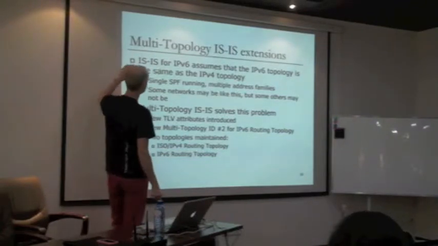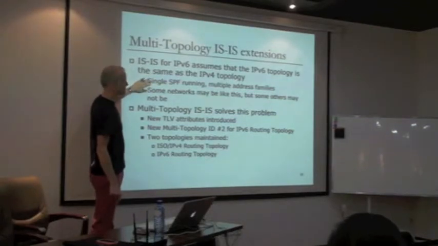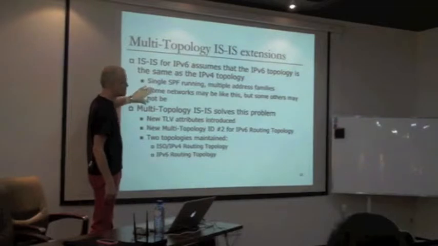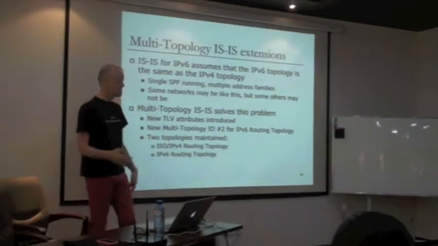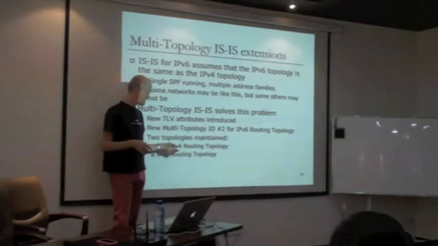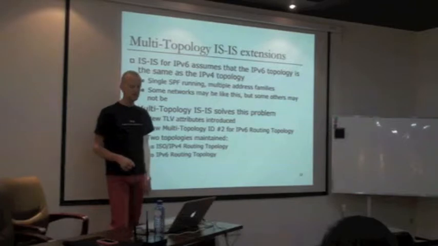IS-IS for v6 assumes the v6 topology is the same as for v4: single SPF, single shortest path first, multiple address families. Most networks are like this, but some aren't. So multi-topology solves the problem. We now have two topologies: the ISO v4 one, and a v6 one. So we now have two SPFs running, one for v4, the other for v6. And this is much better.